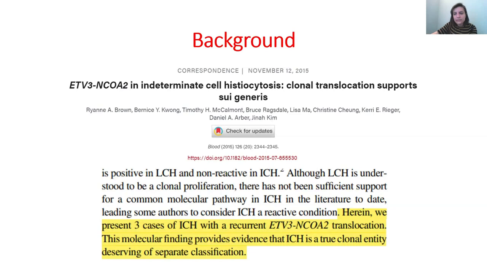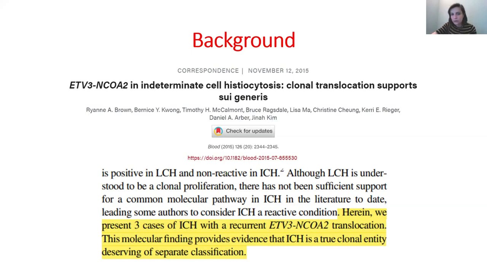And in 2015, the Stanford group found an ETV3-NCOA2 fusion in 3 out of 4 patients tested. The initial reference case in this study was sent to Foundation One for NGS testing, which detected this fusion. Subsequently, they used a double fusion FISH probe in order to screen some other cases. They also screened 11 cases of LCH by FISH, which were all negative for this fusion. Therefore, they suggested that indeterminate dendritic cell histiocytosis is a distinct neoplastic category associated with a recurrent ETV3-NCOA2 fusion. But as you may remember, we found a different fusion involving the NTRK1 gene in our case.